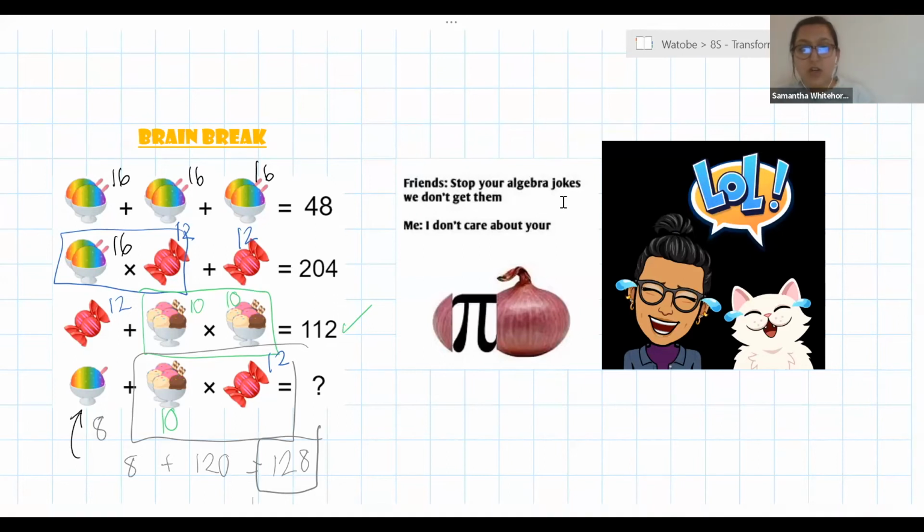Okay, for those of you with the joke, it says, stop your algebra jokes, we don't get them. And then it says, I don't care about your opinion because that's a pi. So there's the O, opinion. And if you put the O and the pinion together, you get onion. All right. Oh, chaos.